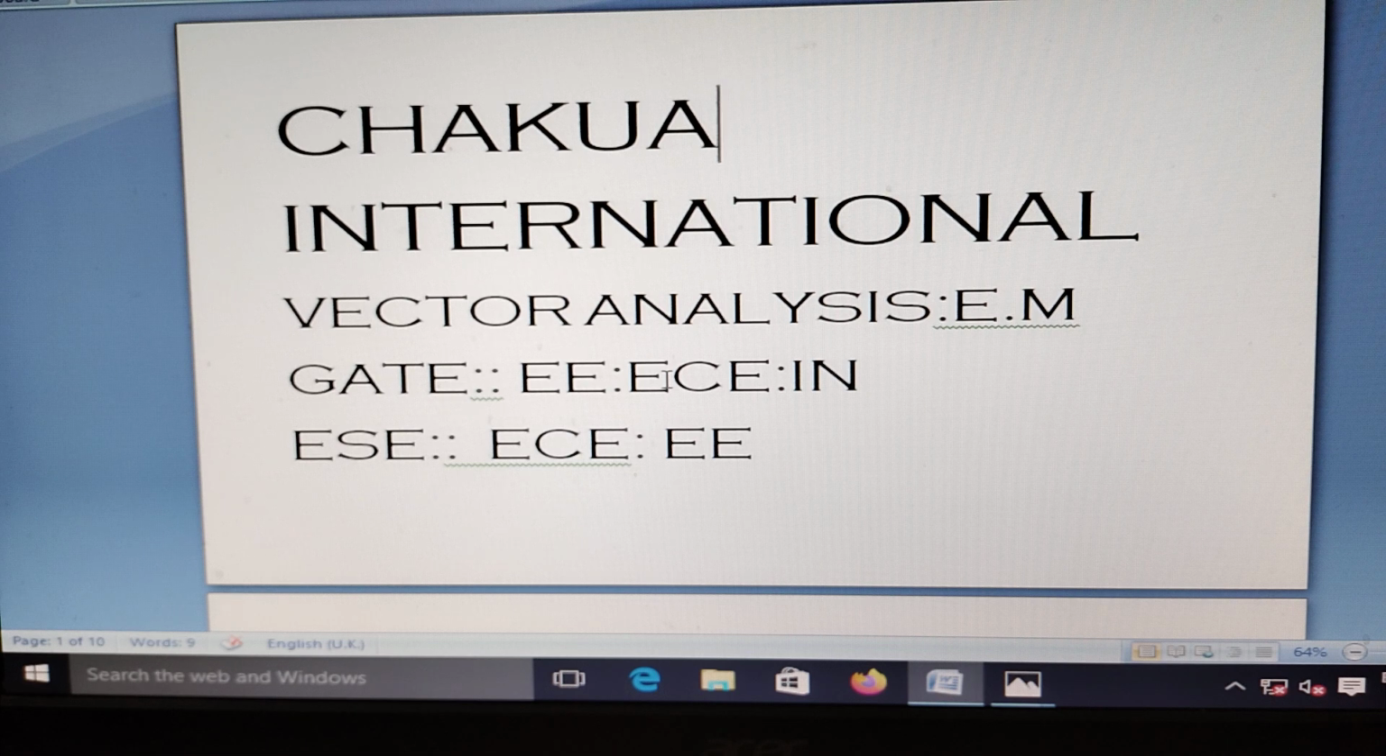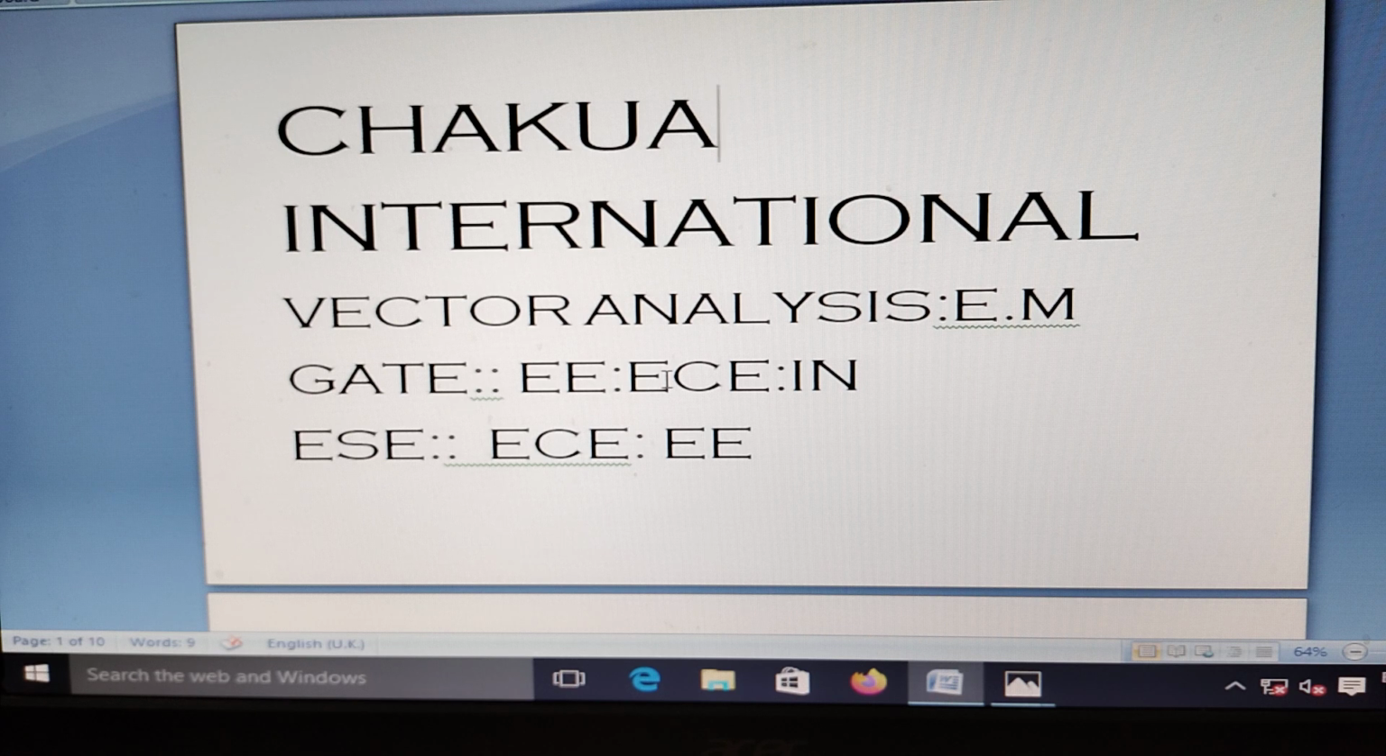You should know the cross product. ax cross ay is equal to az, ay cross az is equal to ax, az cross ax is equal to ay. ax cross ax, ay cross ay, az cross az is equal to 0. If you know this, then you can do this problem. This is the minimum preliminary requirement for starting vector analysis.